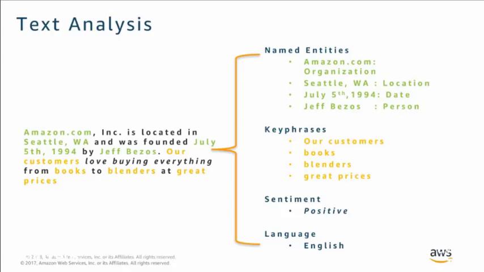All right. So given a sentence like this, Amazon.com is located in Seattle, was founded on July 5th, and so on. The named entities here are Amazon.com, organization, and Seattle. As you can see, these have been identified by the service. It can also identify key phrases like "our customers," "great prices," and so on. The sentiment there is generally positive, and the language is English. These are things it can identify.